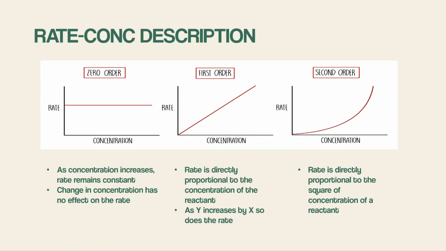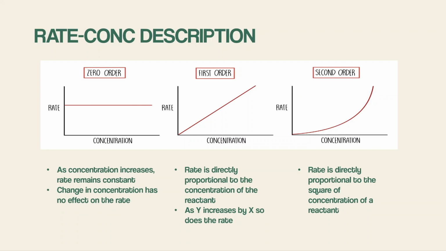You can say both of those bullet points, but the second bullet point is the main part. Same thing with first order. You can say rate is directly proportional to the concentration of the reactant, but that's a bit too wordy, and if you don't do maths like myself, I basically have no idea what that means. So the second bullet point: as y increases by x, so being the factor, so does the rate. So for example, as bromine increases by a factor of 4, so does the rate. That's basically you describing a first order reaction.